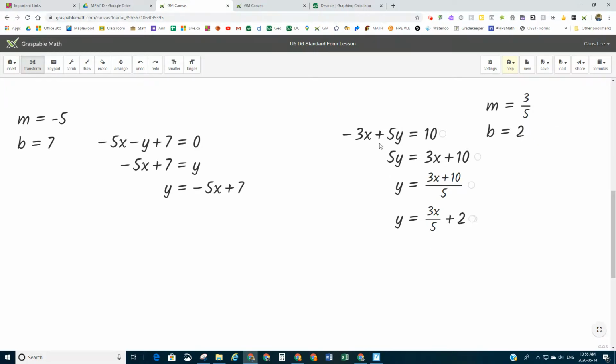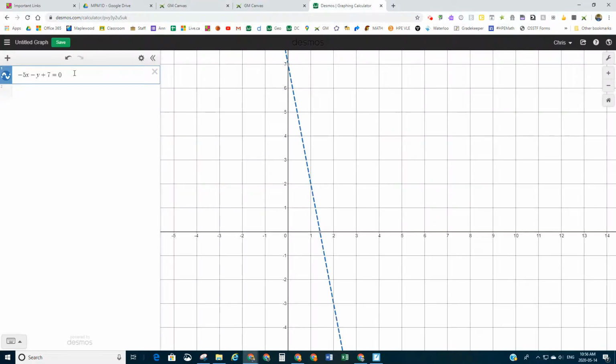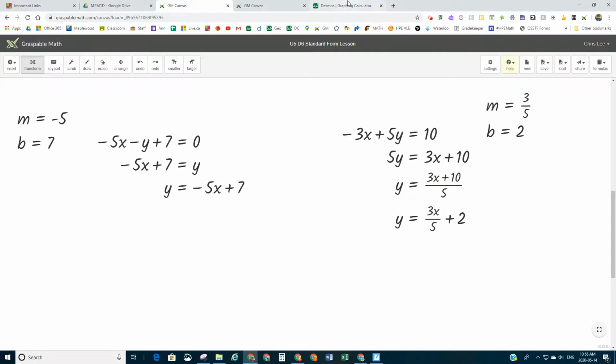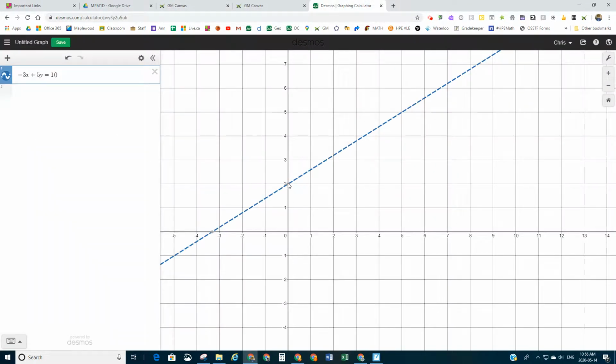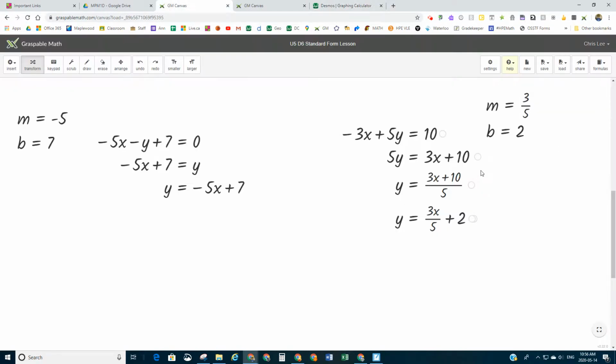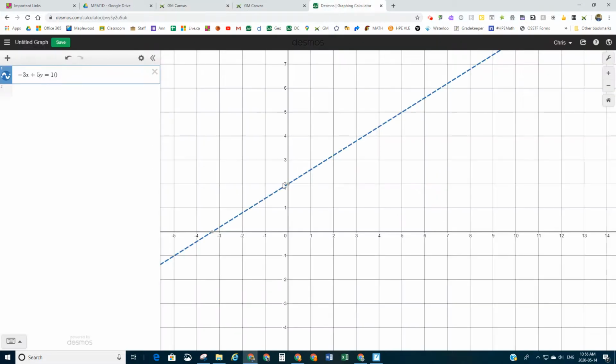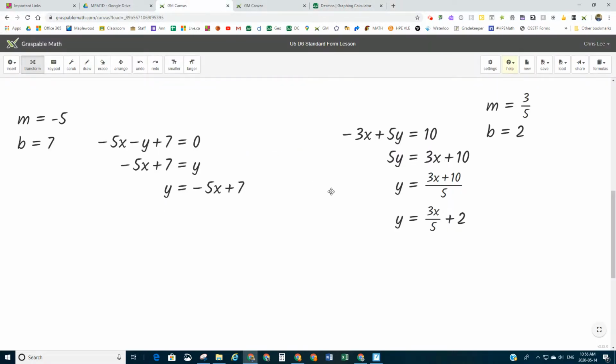Again, I can verify this on Desmos. -3x plus 5y equals 10. Make sure I did that right. Yep. And now let's check. There's a y-intercept of 2. Good, because I had a y-intercept of 2, and the slope is 3 over 5 apparently. So if I go up 3, 1, 2, 3, and over 5, 1, 2, 3, 4, 5, I'm right back on the line. So that works out very, very nicely.